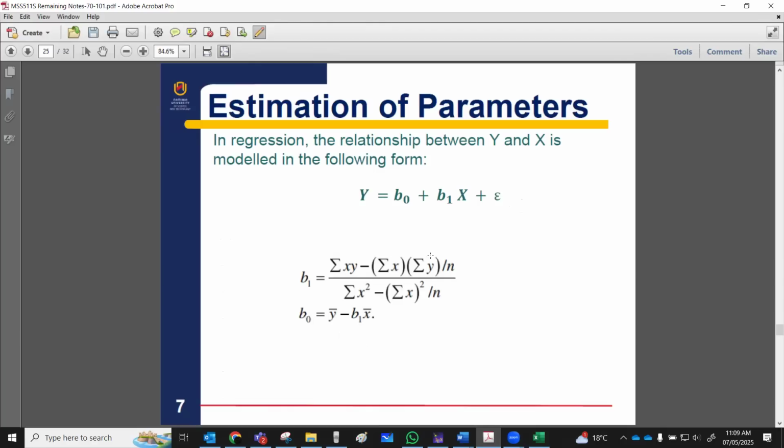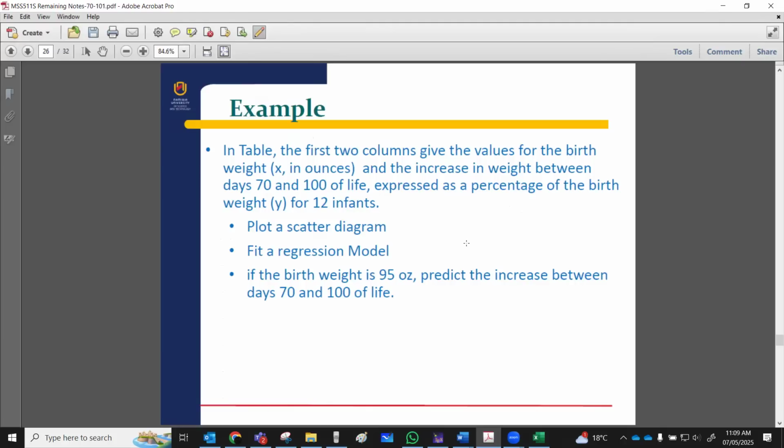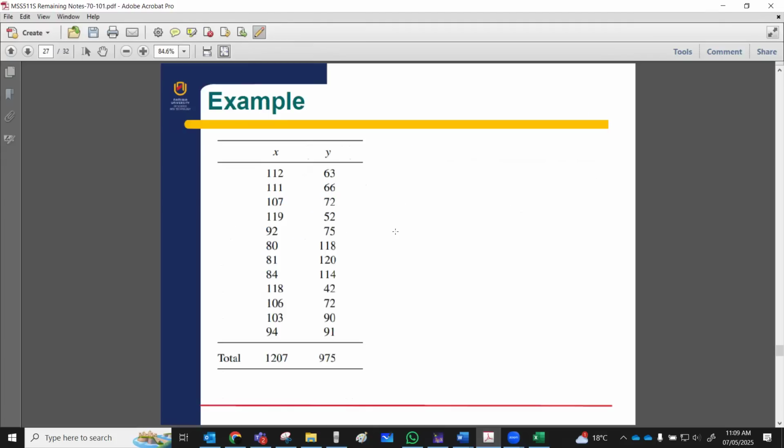Okay, so let's see. Here's an example. We're told that in the table, the first two columns give the value for the birth weight in ounces and the increase in weight between 70 and 100 days, expressed as a percentage of the birth weight, Y, in 12 infants. Plot a scatter diagram. So this is the data that we are given.